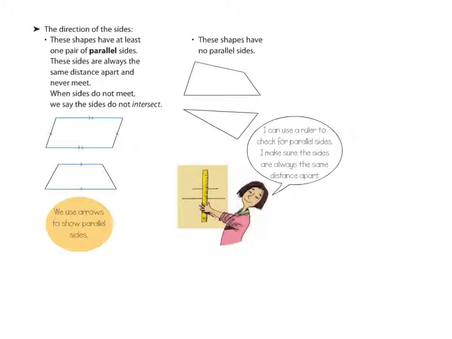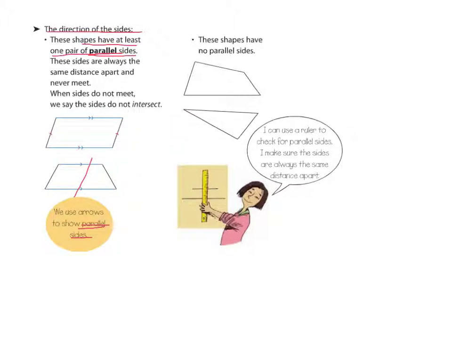Continuing to review the different types of attributes, we could talk about the direction of the sides. So we touched on this one before, that these shapes have at least 1 pair of parallel sides. This is a pair of parallel sides. This is a pair of parallel sides. These sides are always the same distance apart. They do not meet. They would not intersect. We use arrows sometimes to show parallel sides. So you can see 2 pairs of parallel sides, in fact, here, and 1 set of parallel lines on the trapezoid shape. So reminding ourselves a little bit about what some of these shapes are called.